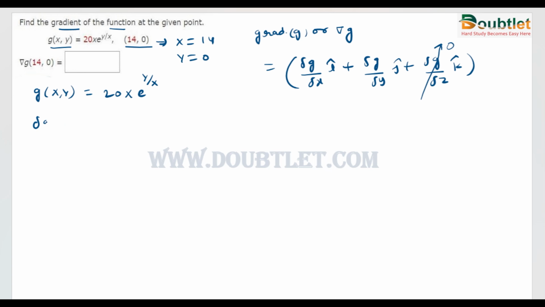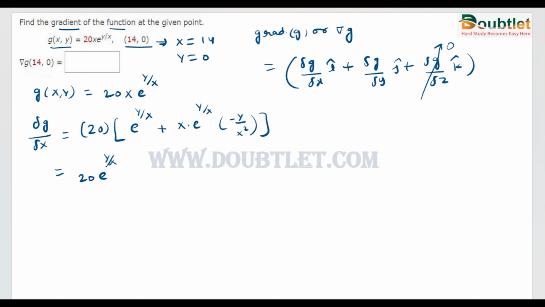So now we have to differentiate this g with respect to x. So what will it become? We have to use the product rule of differentiation here. So it will become e to the power y divided by x, then plus x multiplied by e to the power y divided by x, and y divided by x will be differentiated as minus y divided by x square. So if we take e to the power y divided by x common, what will it become? It will become 1 minus y divided by x, because this x will be cancelled from the x square.